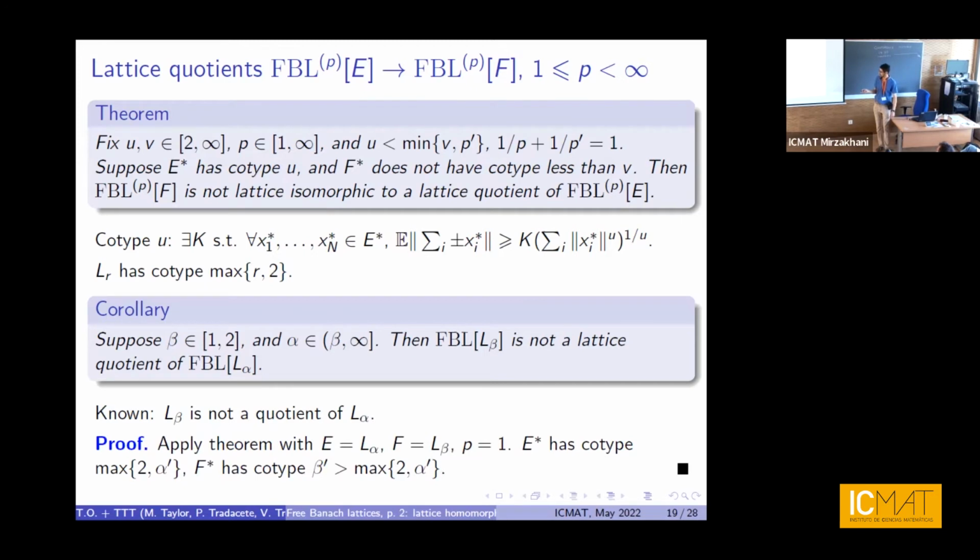And the proof is a fairly straightforward application of this theorem here. So you take E to be L_alpha, you take F to be L_beta, you take p to be 1. By the way, I formulated this corollary for p equal to 1 just for the sake of simplicity. When p is equal to 1, then of course p prime is equal to infinity. So our E has a cotype which is the maximum of 2 and alpha prime. This will be our u, and beta prime will be our v. And this v is greater than u, so just an application of the theorem will get you the corollary.